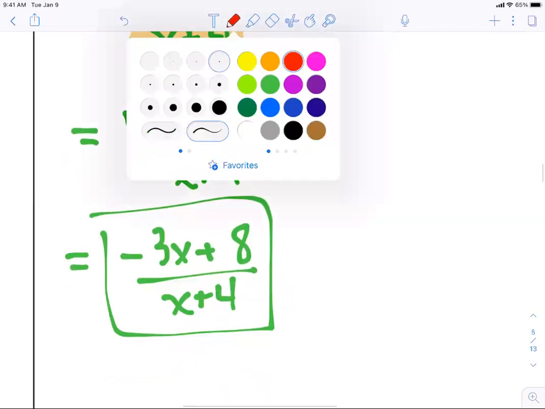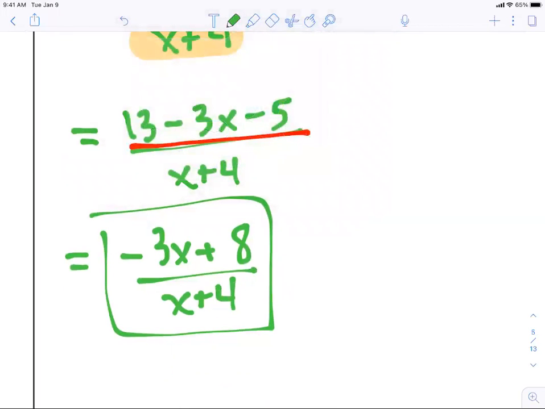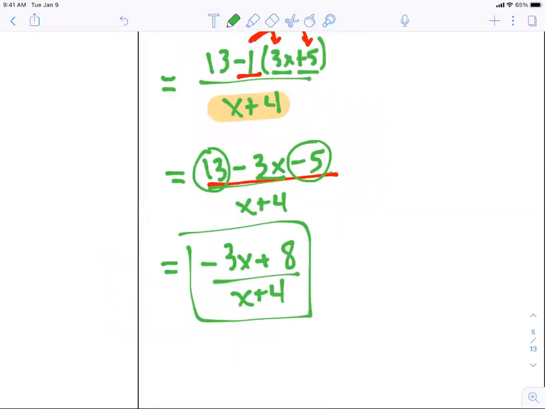Now, from here on out, that's really the only tricky step. From here on out, we add and subtract like normal, -3x. There's no other x's on top, so that stays. Numbers-wise, I have 13 minus 5, which ends up being a +8. And then from there, we would look to see if we could factor and simplify. We can't on this one. The numerator GCF is technically -1, but that doesn't change the fact that nothing else simplifies. So that would be our final answer.